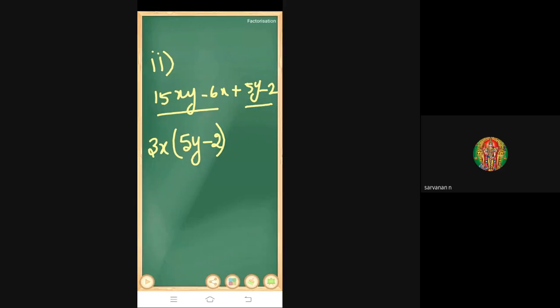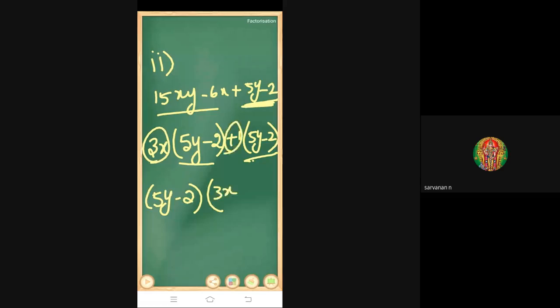And here from this we cannot take anything commonly out. So take 1 as a common number because 1 is a factor for all the terms. If we take 1 as commonly out, you will be getting the same term inside, 5y minus 2. So now when you check here also 5y minus 2, here also 5y minus 2. So take 5y minus 2 outside, open a bracket. Here what is left out? 3x. Here what is left out? Plus 1. So 5y minus 2 into 3x plus 1 is your answer.